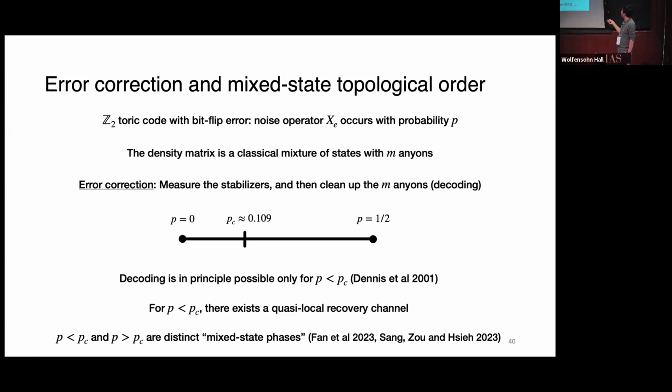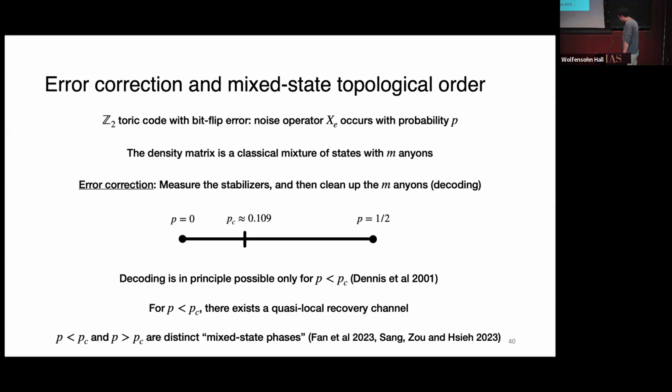Once this happens, you have a density matrix, and it's not a pure state anymore because it's coupled to the environment. The density matrix is an incoherent or classical mixture of states with anyons. Let's just accept that the Pauli X in the toric code creates pairs of anyons. If you apply X to the state, with some probability you create pairs of anyons, and you can move these anyons around by multiple applications of this noise operator. So you get a classical mixture of excited states with some anyons.